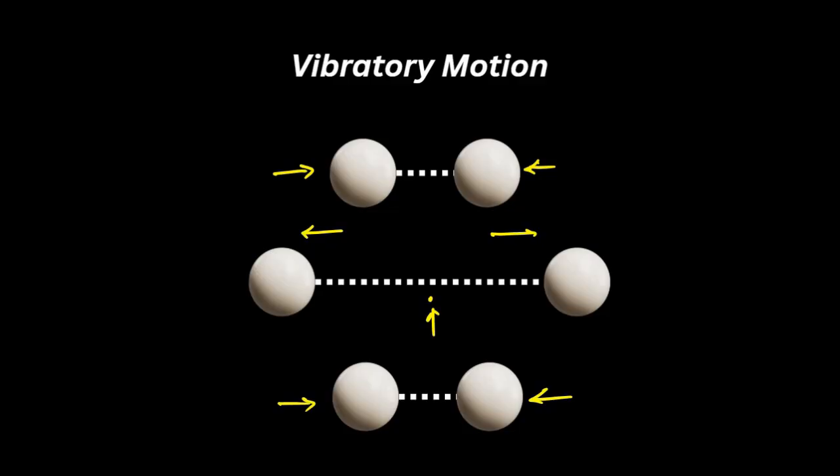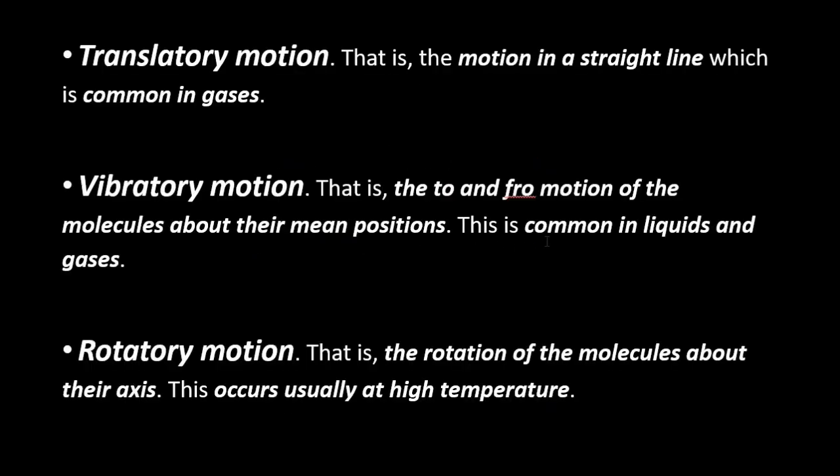Okay, and there is always a fixed gap, an equilibrium separation between them, which we also covered in the mechanical video, where we discussed the elastic behavior of solids. So there is always a fixed separation gap, but they always move to and fro about a mean position. So this is vibratory motion, which is common in liquids and gases. The simplest example is to visualize simple harmonic motion. If you want more on that, you can watch the waves and oscillations playlist.